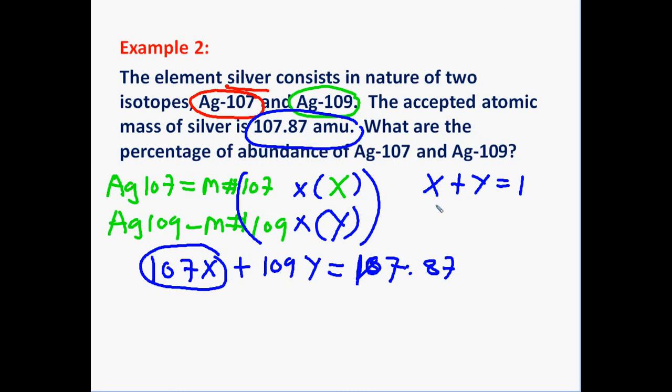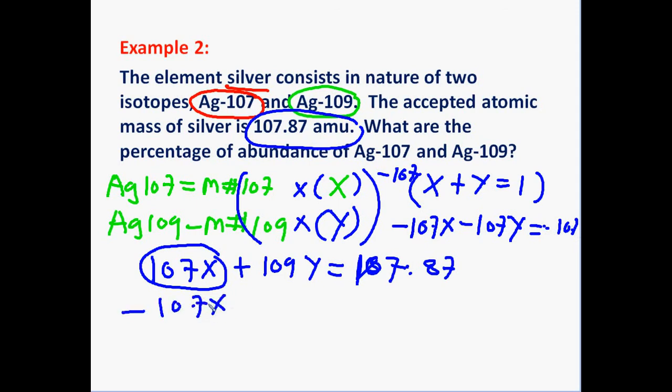So if I want to cancel out that X, I need to multiply this entire equation by negative 107. If I do that, what I get is negative 107x. When you multiply this by positive y, we get negative 107y, and that will be equal to negative 107. So let's put this underneath here. It's negative 107x, negative 107y, and equal to negative 107.